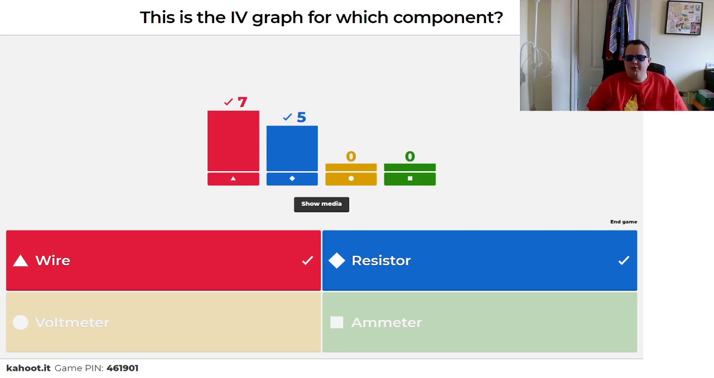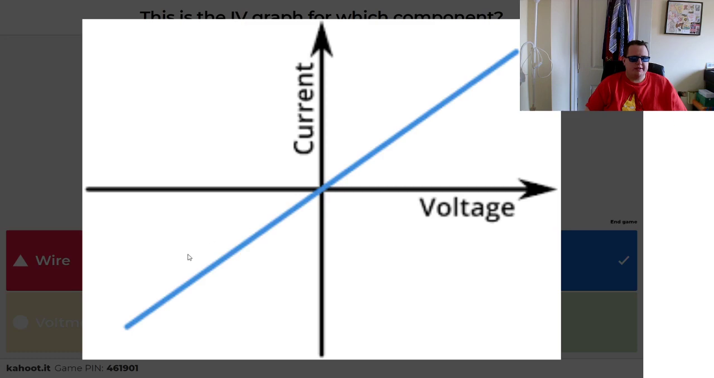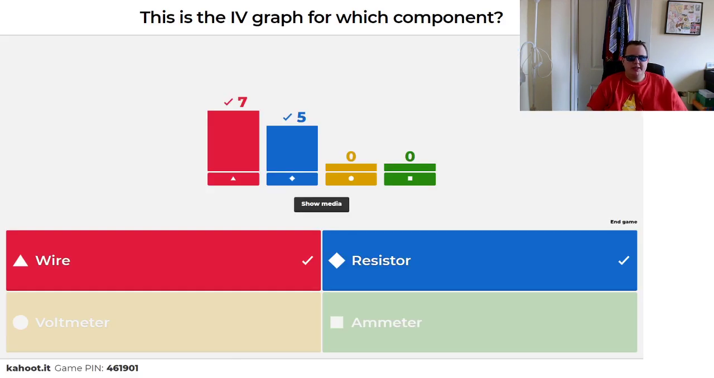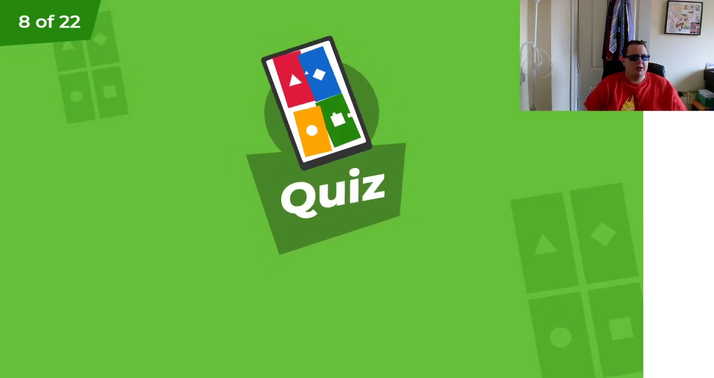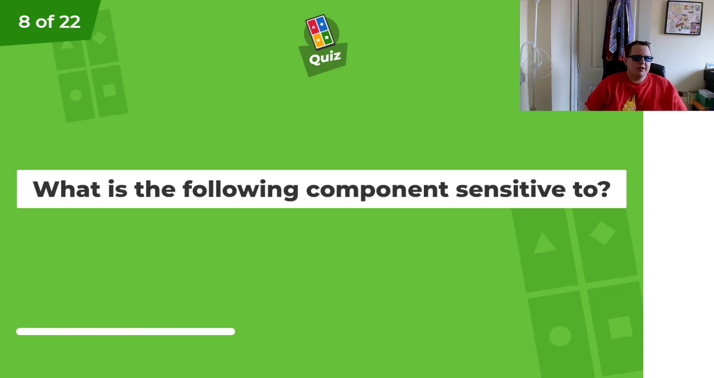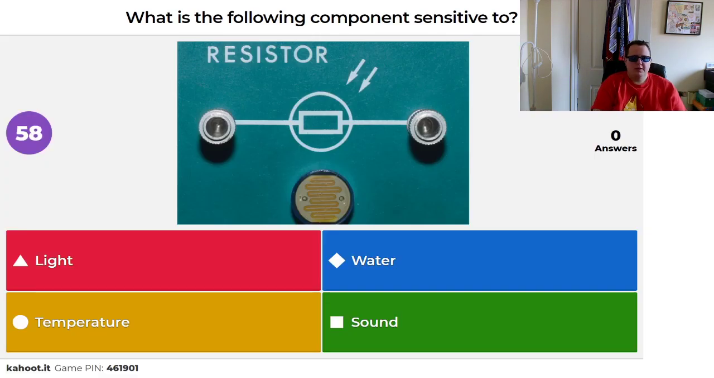Well done. Everyone got that right. It's either a wire at constant temperature or a fixed resistor having constant resistance. Excellent. The scores will be in the same order. Any change at the top? No. Right, on to question 8: what is the following component sensitive to? What causes this component to change its resistance?